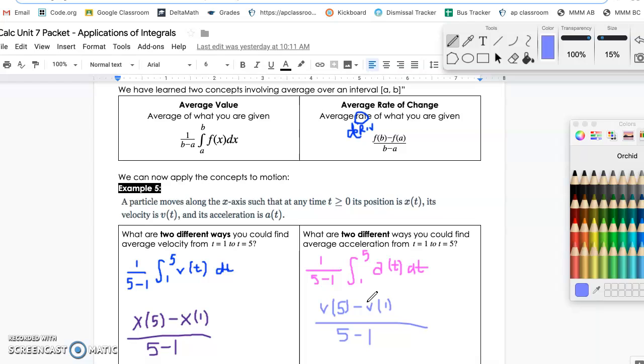Both of these are exactly the same thing and give you the average value of the acceleration. So which one do you want to use? Which one we use is going to 100% depend on what we're given. If we're asked to find the average acceleration, but we're only given velocity, then we're going to use this formula. Meanwhile, if they ask us to find the average acceleration and they give us acceleration, we're just using the average value formula. So it all just depends on what information the problem gives us. All right, moving on.